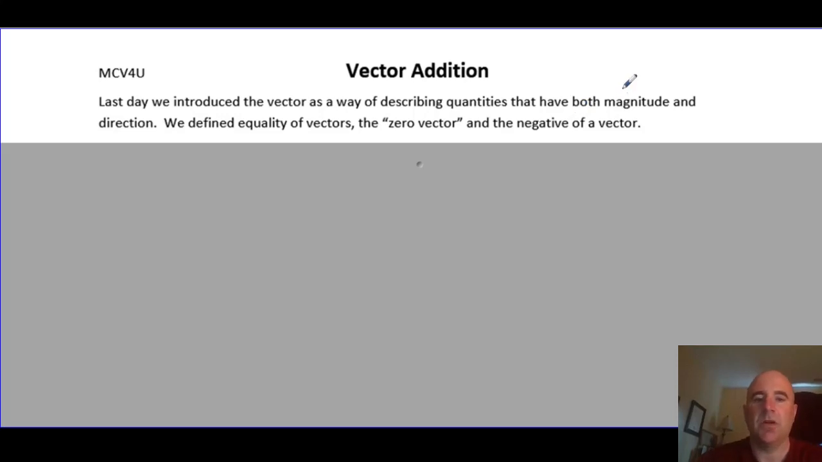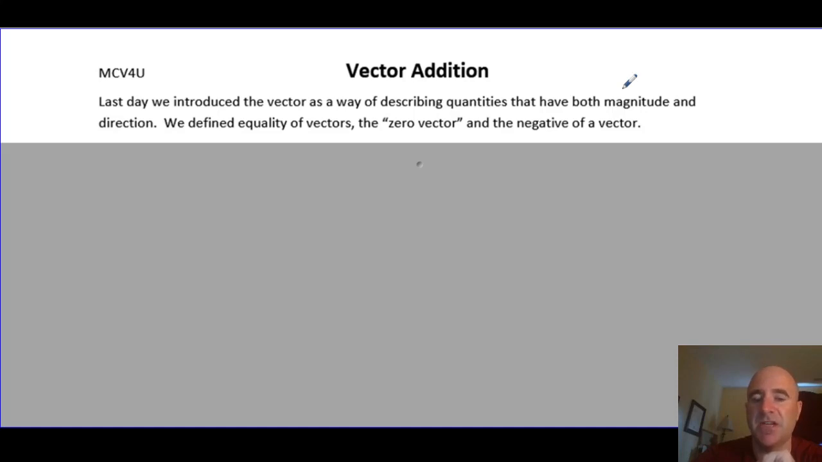So far, we have talked about vectors, and those are quantities that have both magnitude and direction. We talked about describing vectors by drawing an arrow, and I mentioned that a lot because that won't always be the case. Pretty soon we'll talk about algebraic vectors, but not yet. We talked about what it means for vectors to be equal, vector equality. We talked about the zero vector and the negative of a vector.